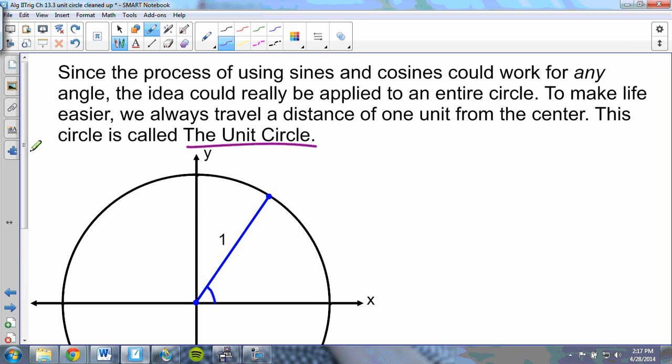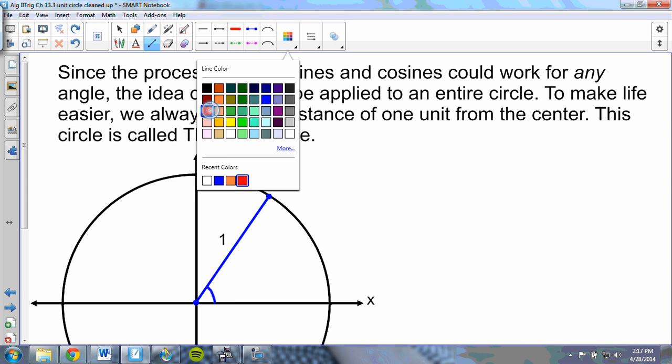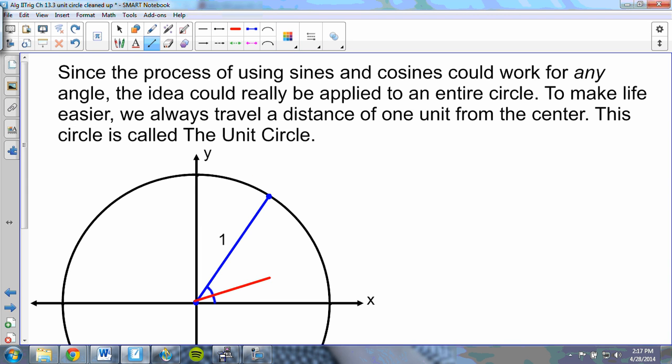Okay, we'll come back to this idea a little bit later, but this circle is made up of all the possible triangles that have a radius of 1. In fact, let's not come back to it. Let's do something now. Let's say that this angle is, I don't know, 18 degrees. Well, this hypotenuse is 1.